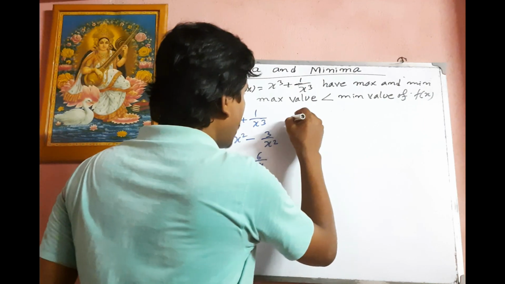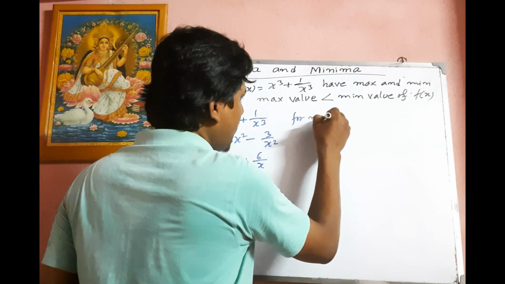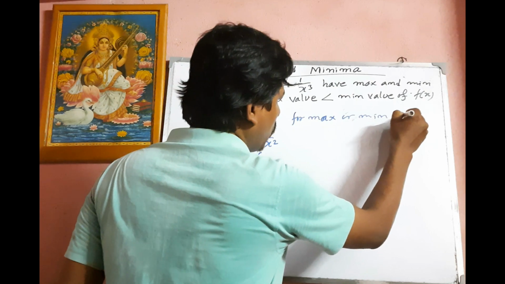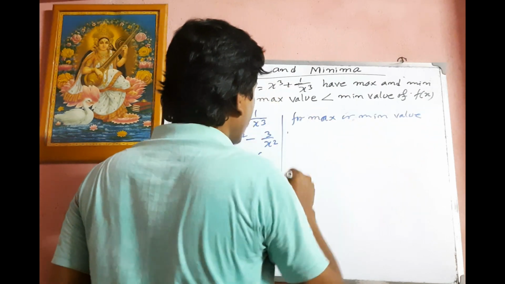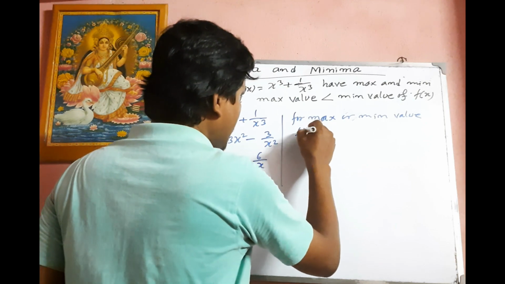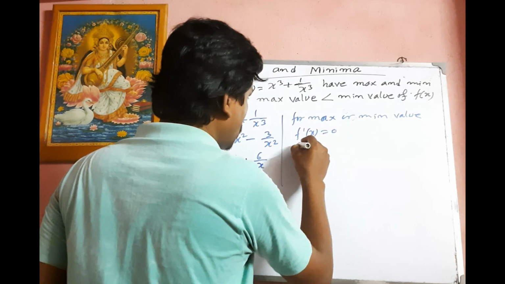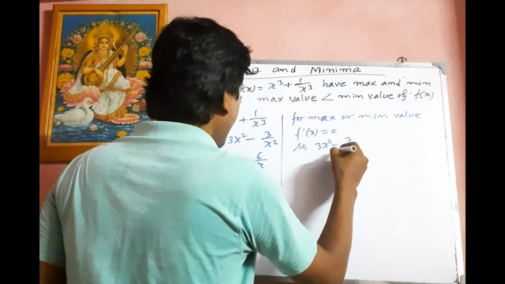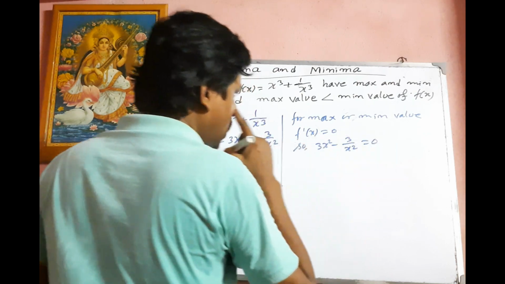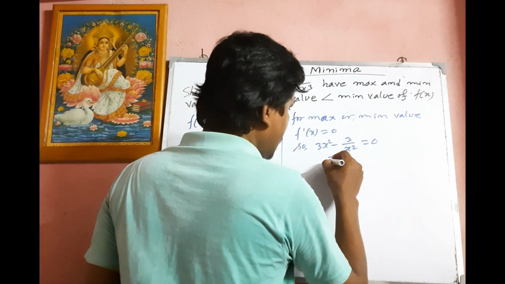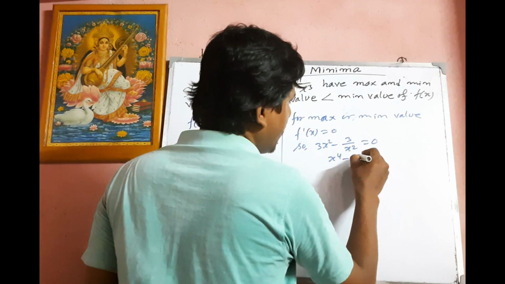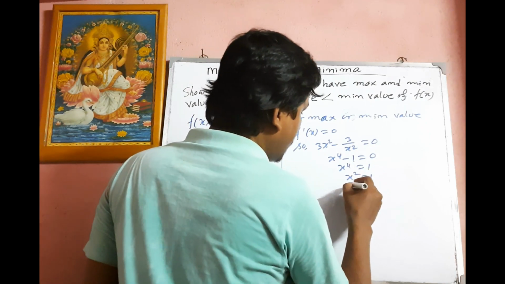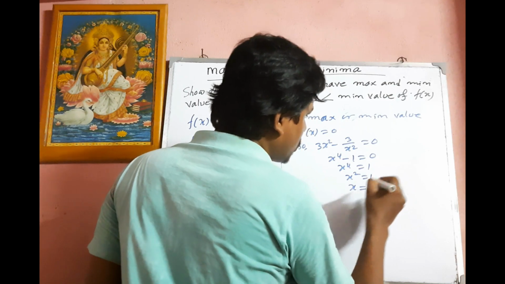Now for the max or min value, f dash x is equal to 0. So 3x square minus 3 by x square is equal to 0. That is x to the power 4 minus 1 is equal to 0. Now x to the power 4 is equal to 1, that is x square is equal to 1. Now x is equal to plus minus 1.